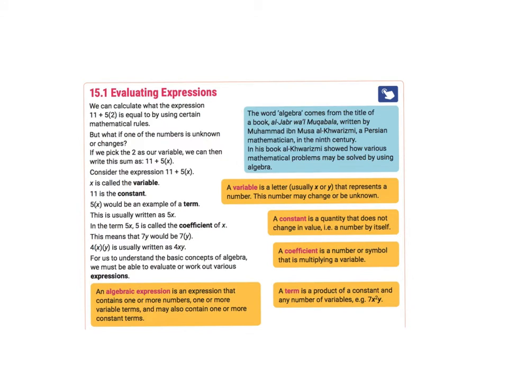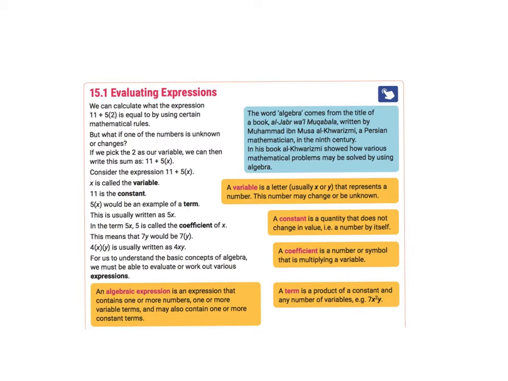Okay, so the last thing we're going to do in algebra is evaluating expressions. And I want you to have a look at each of the yellow boxes and we're going to go through them. So the first one is that an algebraic expression is an expression that contains one or more numbers, one or more variable terms, and may also contain one or more constant terms. Now, a variable is a letter, so it could be x, could be y, could be a, b, c, okay? So a variable is a letter.